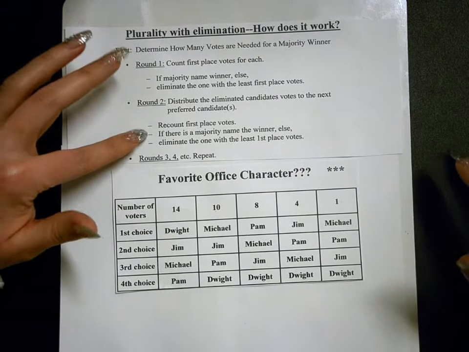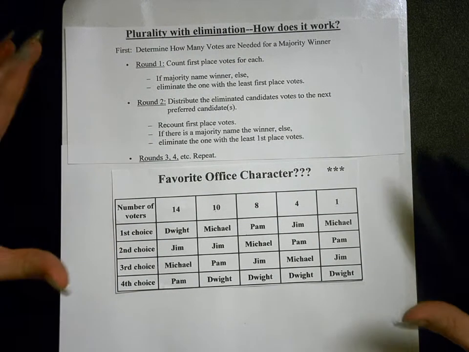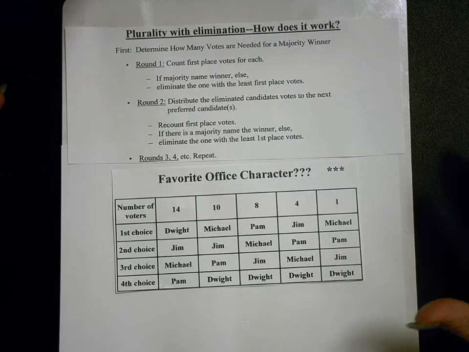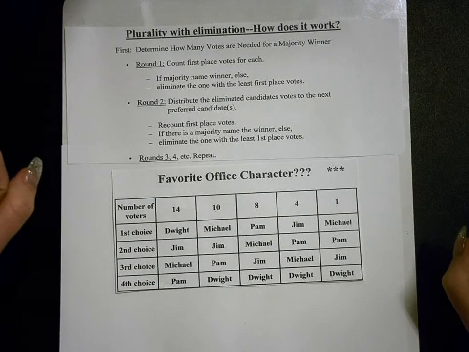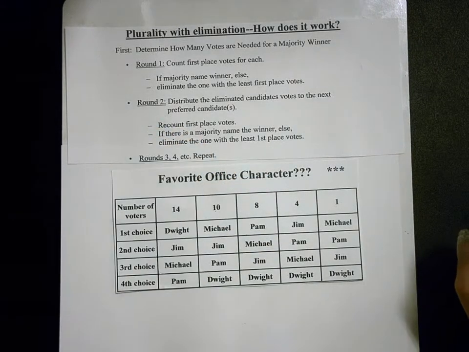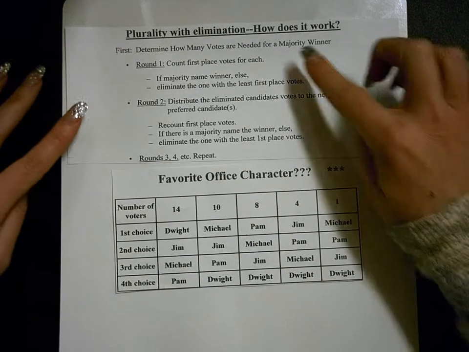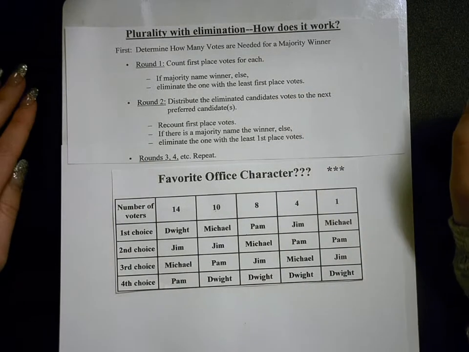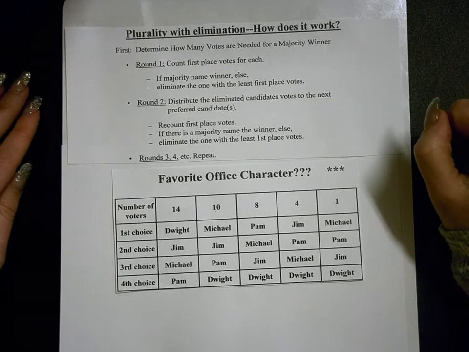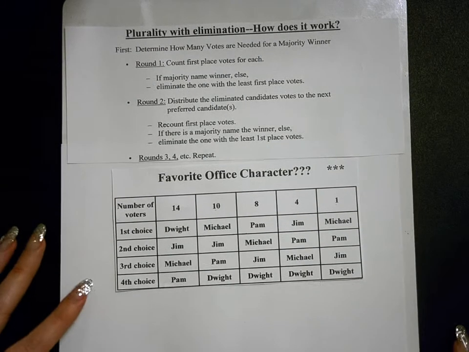After you do that, you recount the first place votes. If there's a person that has a majority of the first place votes, then they win. That's it. However, if no one has a majority, then we eliminate the one with the least amount of first place votes and move on to rounds 3 or 4. You just keep repeating the same process over and over until you have a person who has a majority of the first place votes, and then they are the winner. So let's dive into the problem and get after it.